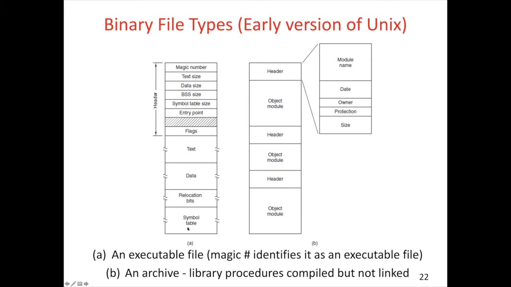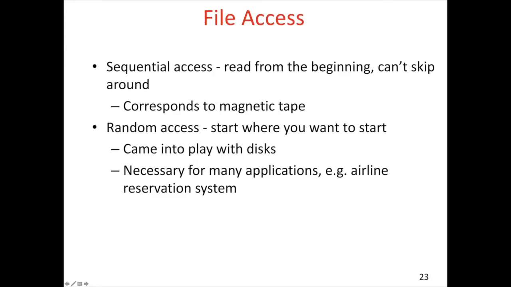bits, and symbol table. In part B, an archive file is given. These are the library procedures compiled but not linked. In the header, we have module name, date, owner, protection, and size. And we have object module, and there are several header and the corresponding object module. Header, object module, etc.